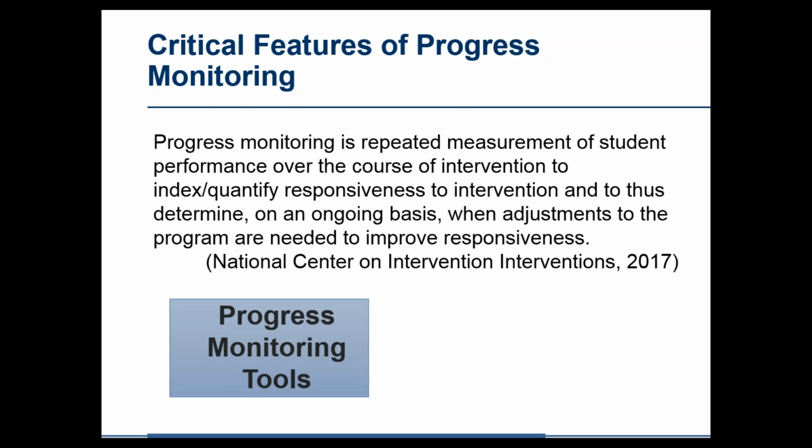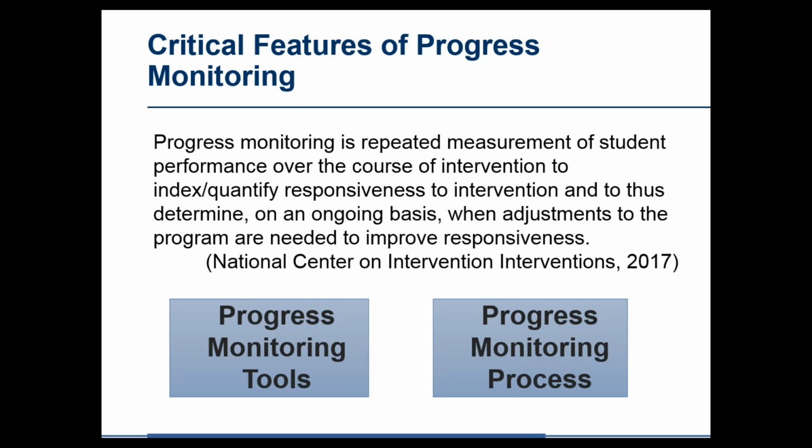The first is the selection of a valid and reliable progress monitoring tool that has sufficient forms, or probes, and established rates of improvement and benchmarks. The second is a valid progress monitoring process, which includes processes for setting goals, establishing schedules for collecting and reviewing progress monitoring data, and monitoring fidelity of implementation. In this section, we will discuss each of these in more detail.